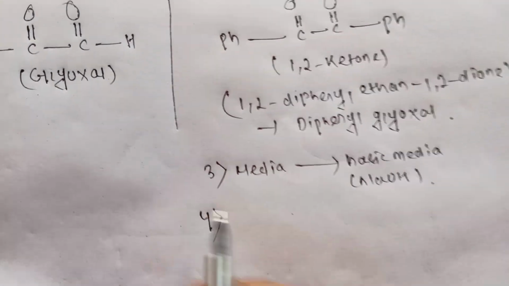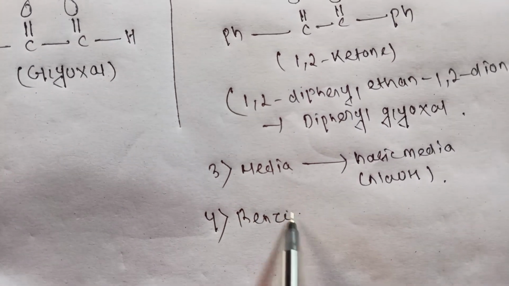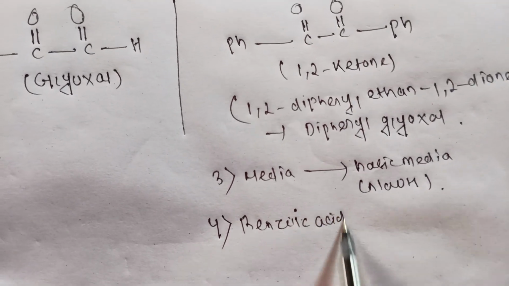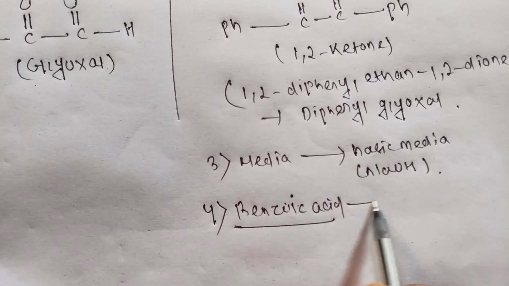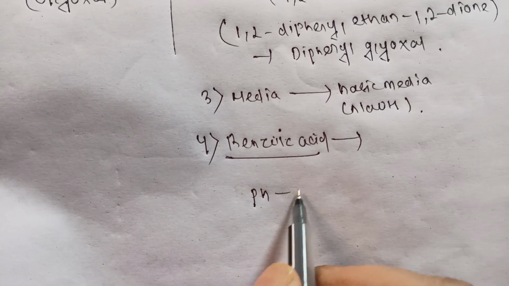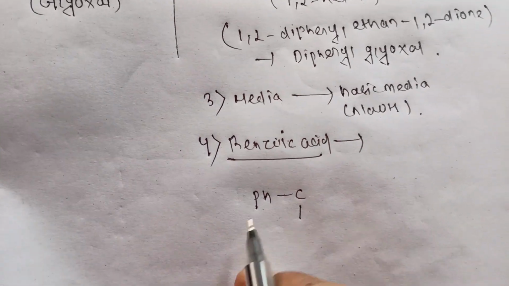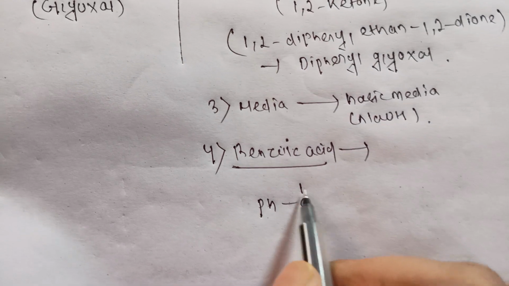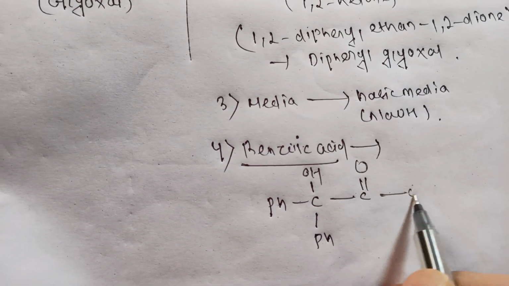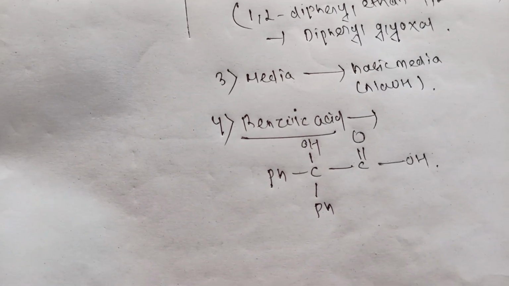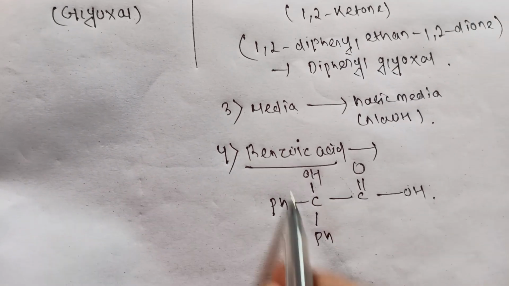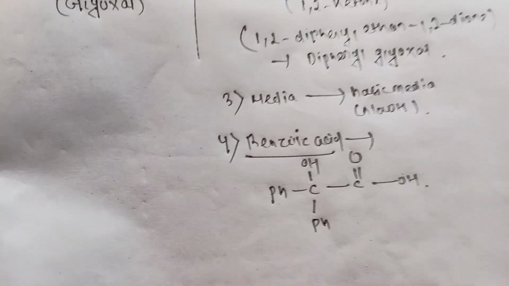The fourth point is benzilic acid. The structure of benzilic acid is like this: phenyl, C, phenyl, C OH, C double bond O, OH. This is the structure of benzilic acid. This is the acidic part, and in this carbon the rearrangement takes place.